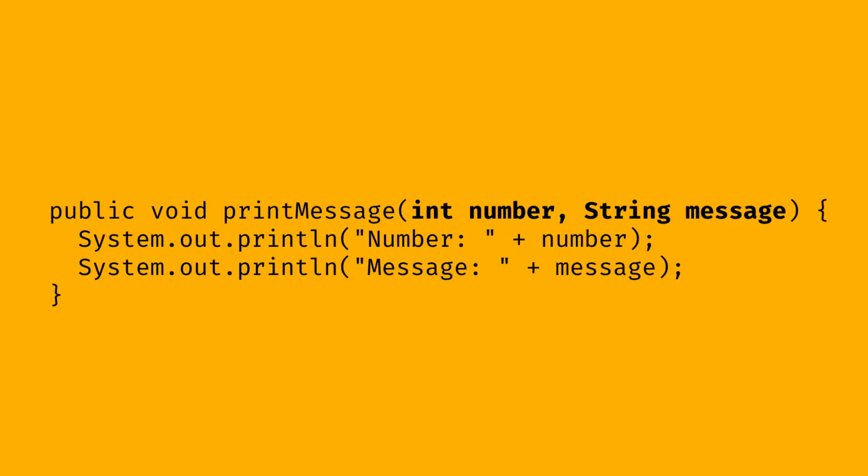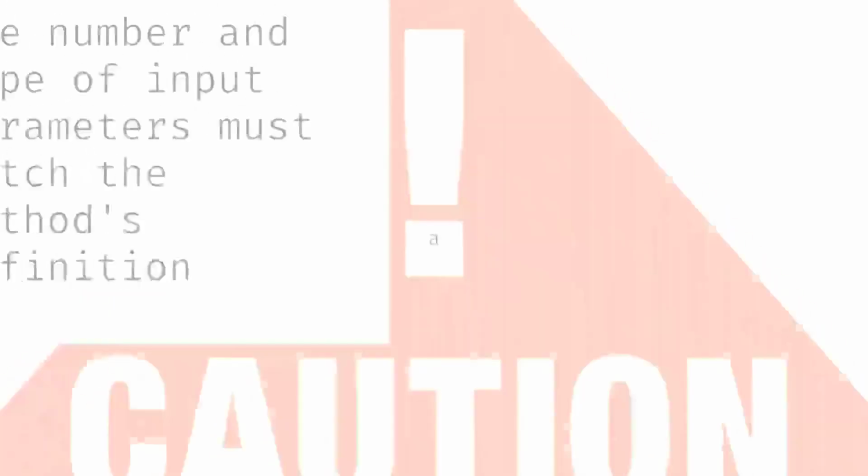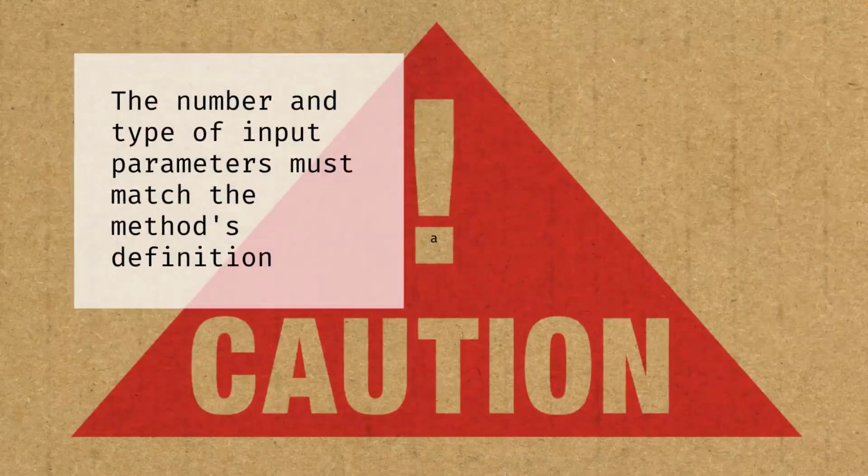Here's an example to illustrate the difference between arguments and parameters. In this example, number and message are the parameters of the printMessage method. When the method is called from elsewhere, the values passed to it are the arguments. Another thing that's important to note is that the number and type of input parameters must match the method definition. If you pass the wrong number or type of arguments to a method, you get a compile time error.